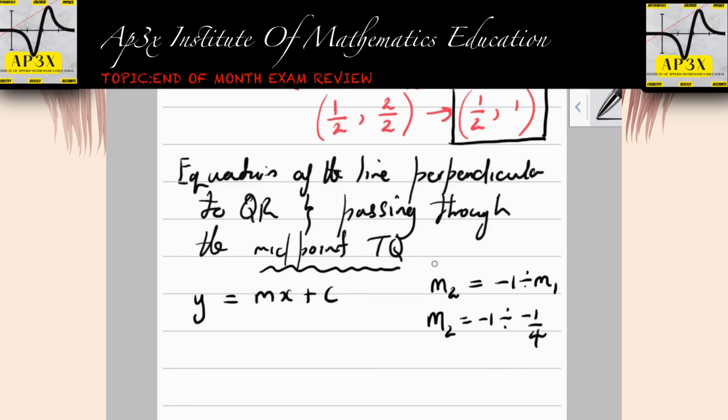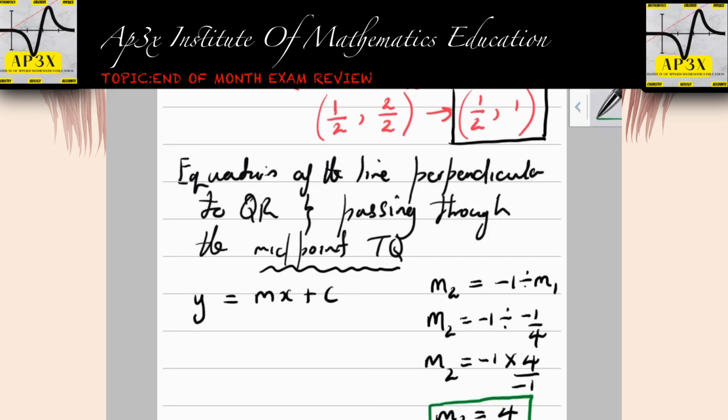Bear in mind, guys, if you did not know that the perpendicular gradient is minus 1 divided by m1, then you can visit part 3 of my coordinate geometry video. We went through in detail what that topic was about. So m2 is going to be minus 1 multiplied by the reciprocal of negative 1 over 4. That's going to be 4 over negative 1. By simplification, m2 is equal to negative 1 times 4, which is negative 4 over negative 1, which is positive 4.